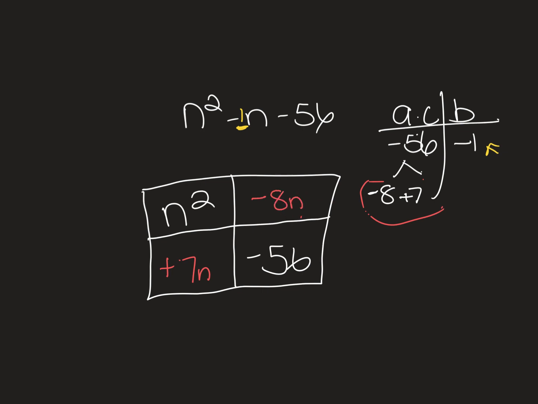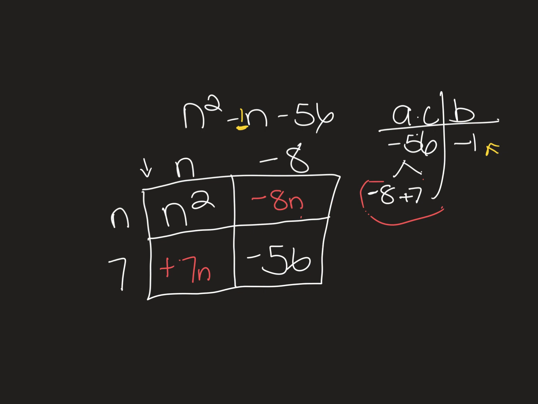So now I'm just going to start factoring out my columns and then my rows. Looking at this first column here, it looks like they just have an n in common. My next column, I can factor out a negative 8. And then looking at my rows, once again, the first has an n in common, but here I have a 7.